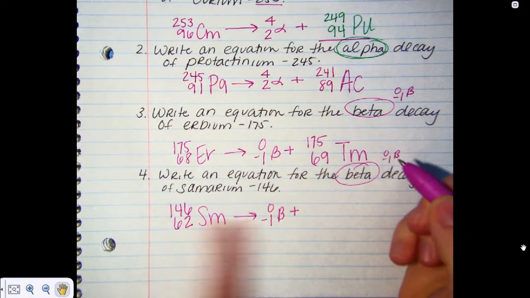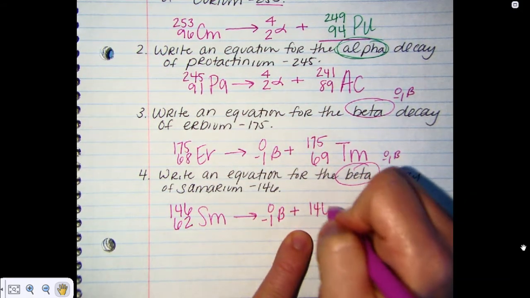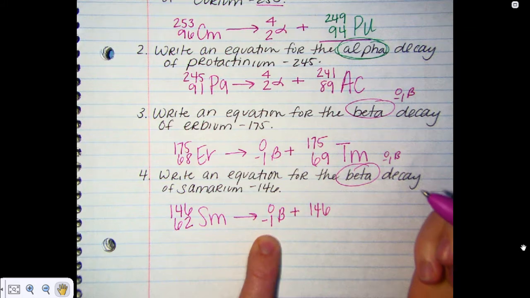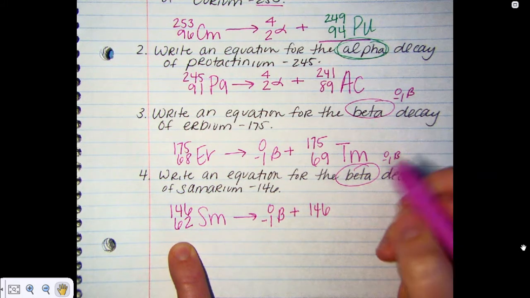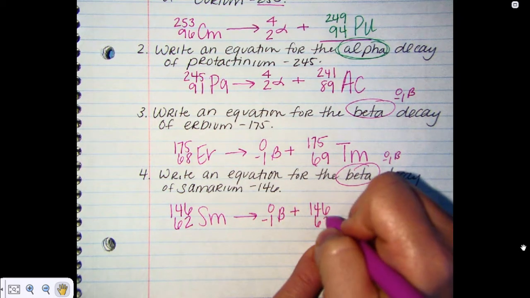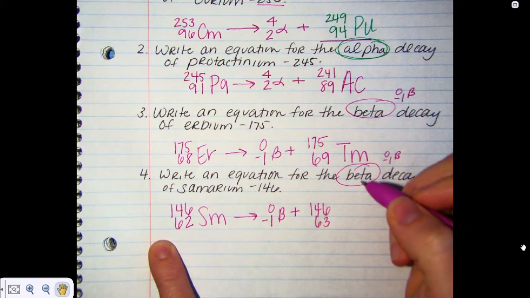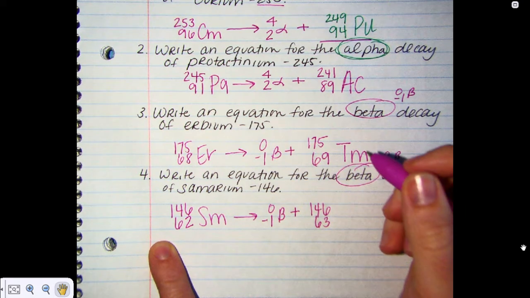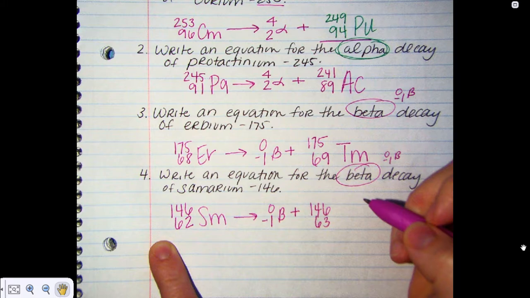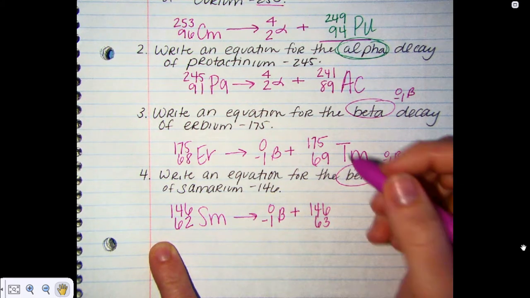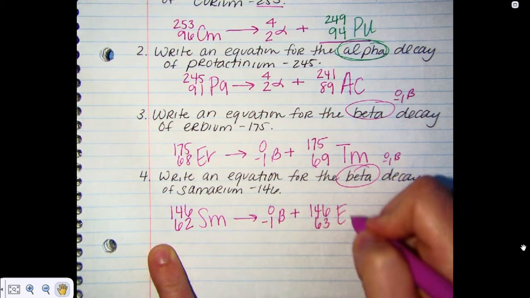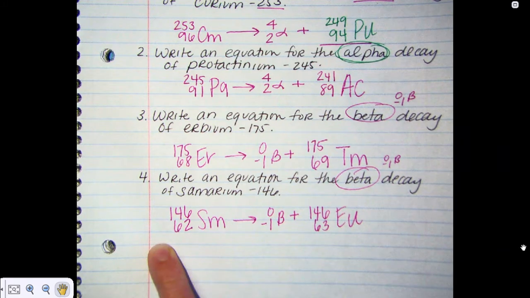All right, 146, 0, so 146. What do I have to add to -1 to get 62? Got to go up 1. 63 and -1 is 62, so 63. What element has 63 protons? Looking on the periodic table, europium, Eu. All right, so really easy.